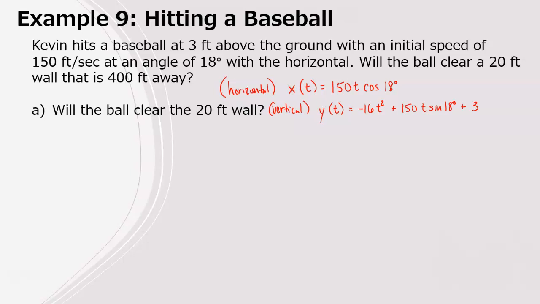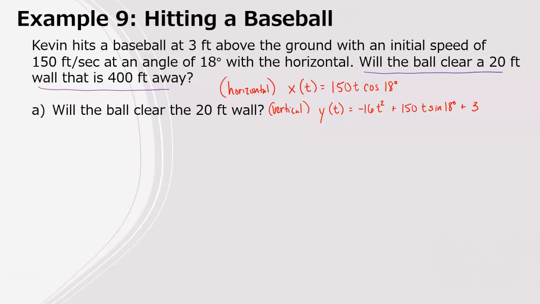All right, so those will be our two equations that we're going to use to answer this question. The goal is to figure out, will the ball clear a 20-foot wall that is 400 feet away? Think about what they give us there. They give us two values, 20 feet and 400 feet. The 400 feet represents the horizontal distance from home plate. The 20 feet represents the vertical distance it is from the ground after a period of time.